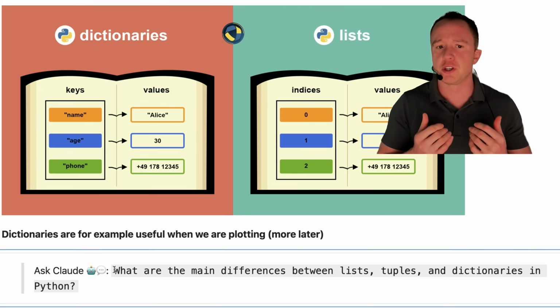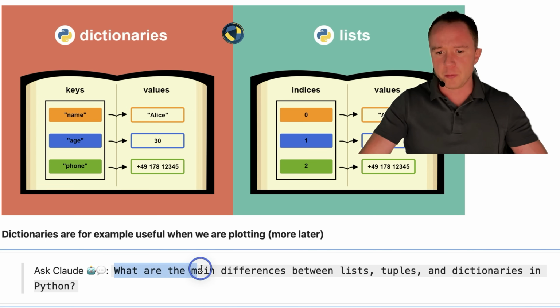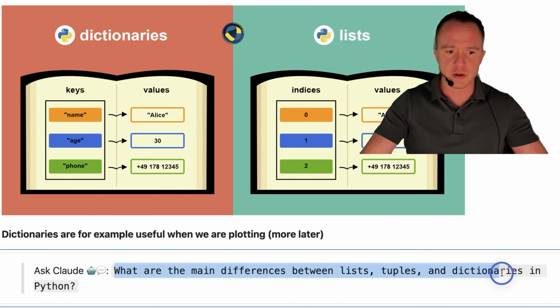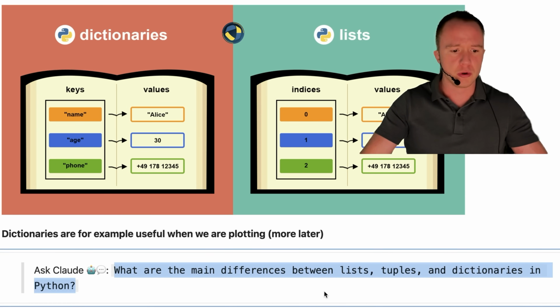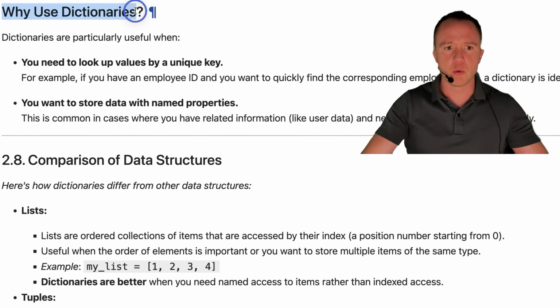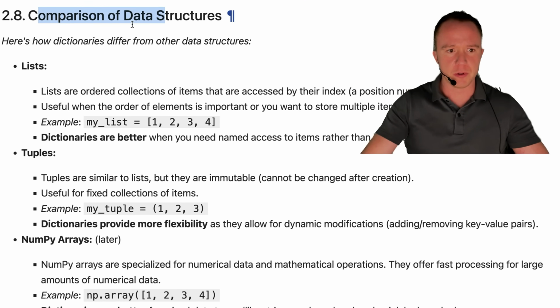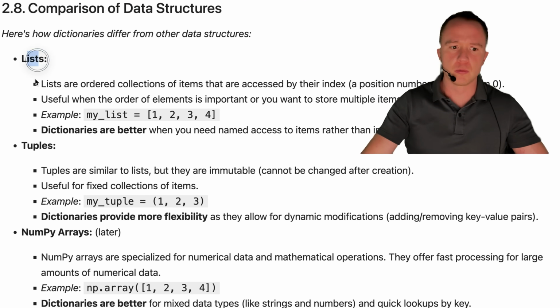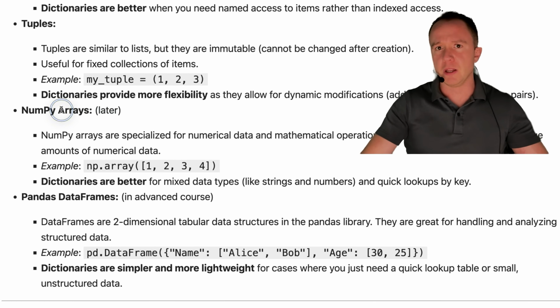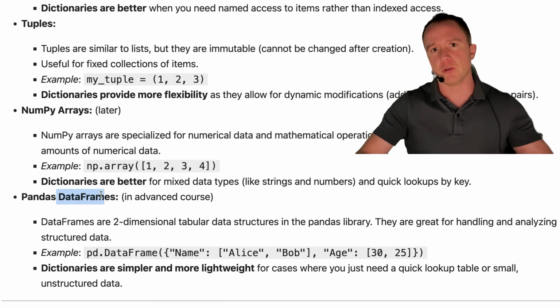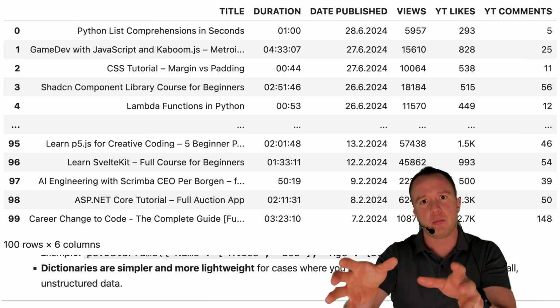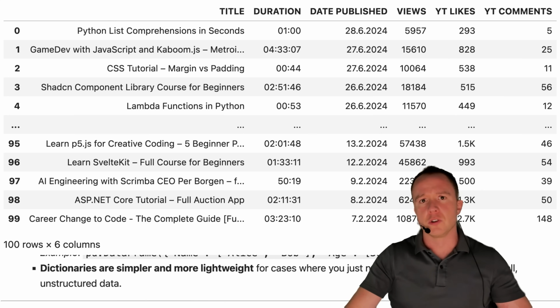And just in case my explanation wasn't clear, you could ask Claude what are the main differences between lists, tuples, and dictionaries in Python. The answer was actually so good that I copy-pasted it in here, why we use dictionaries, and compare them to the other data structures. The difference to lists and tuples we talked about. NumPy arrays are mainly for numerical data, and we're going to get there in chapter 8. And pandas data frames we're not going to talk about, but we will be using them in the advanced courses. Pandas data frames are, for example, useful if you have Excel type data and you want to process that in Python. So for everything data science related, pandas data frames is what you would use.